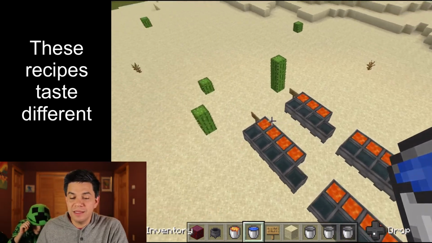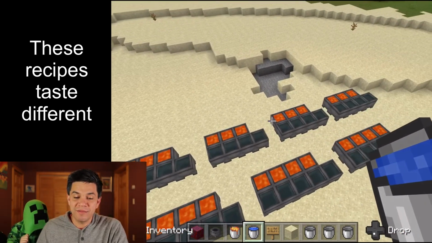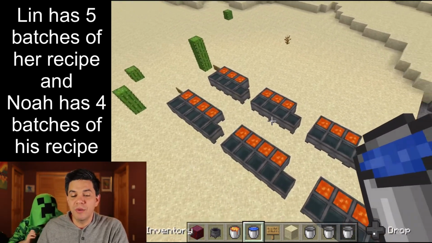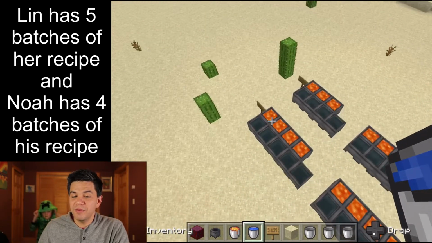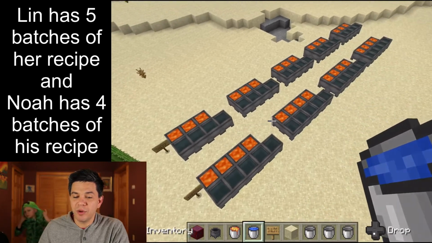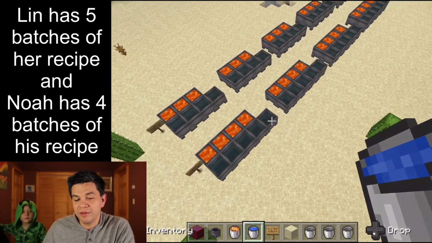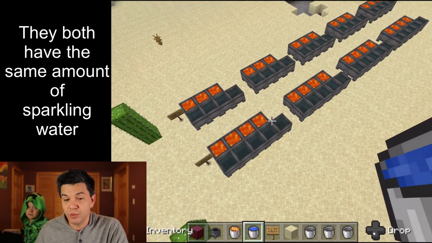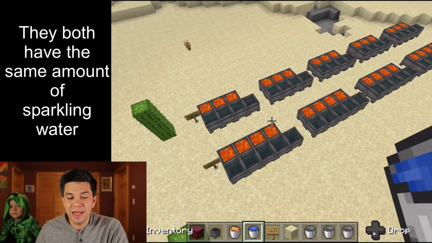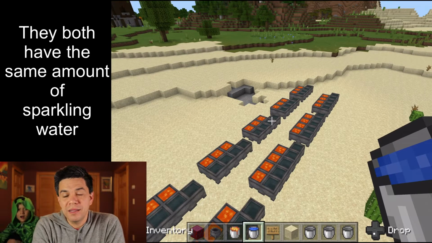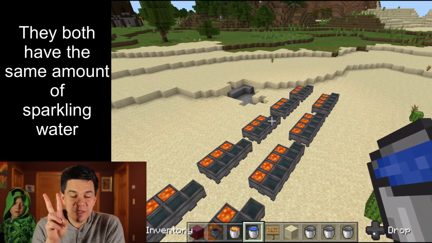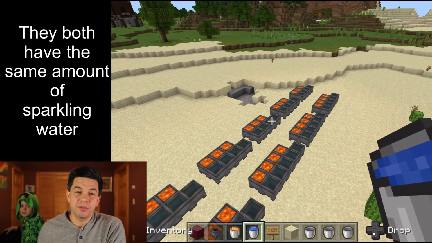Let's look at Lynn's batches now. She's got 5 batches of sparkling orange juice. Noah has 4 batches of his sparkling orange juice. But if you notice, and if you count all the sparkling water, Noah has 4 groups of 5 for 20. And Lynn has 5 groups of 4 for 20 liters of sparkling water. So they both have the same amount of sparkling water.